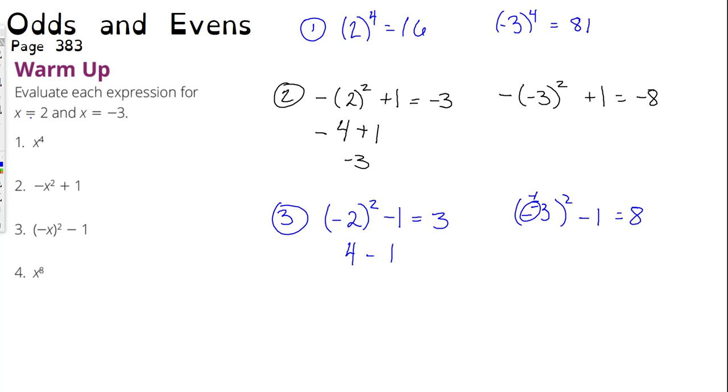Okay. And then number 4, we're going to take 2 to the 8th power. What is 2 to the 8th power? 256. What is negative 3 to the 8th power? 6,561.